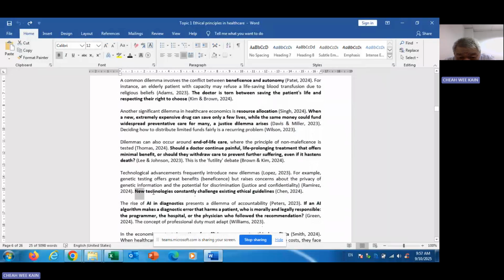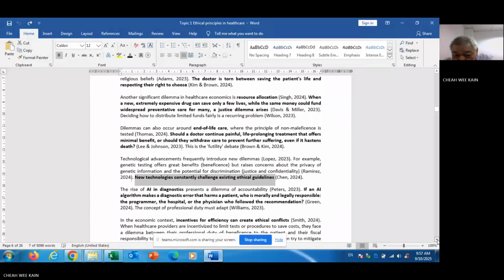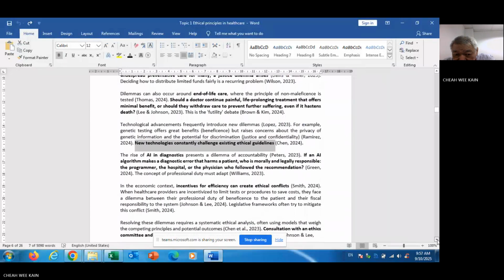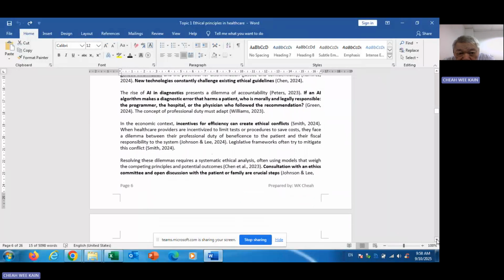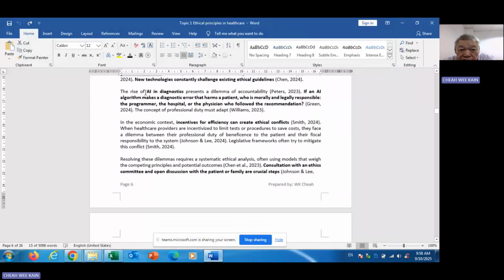Now, new technologies constantly challenge existing guidelines. Okay. For example, genetic testing offers great benefits, but raises concern about the privacy of genetic information. Next one. The rise of AI, artificial intelligence in diagnostics, presents a dilemma of accountability.